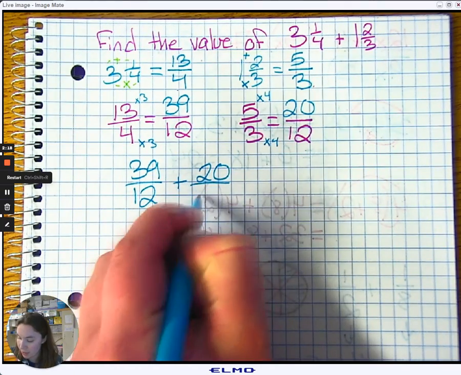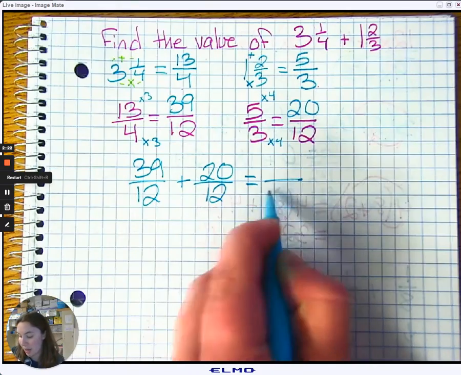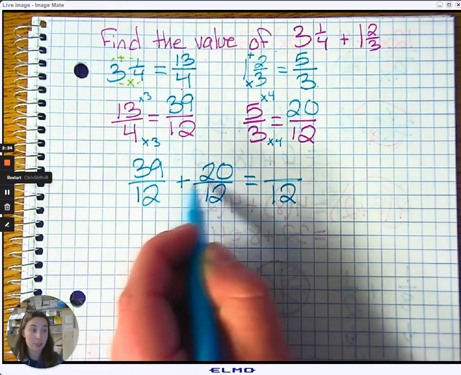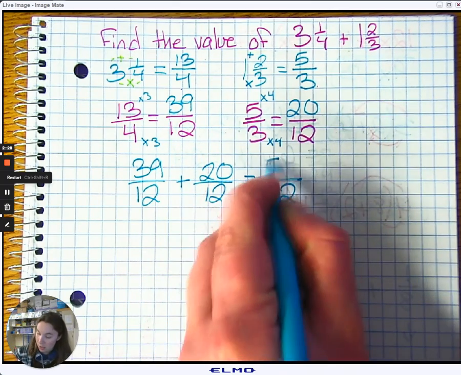And now it's just like a regular adding of fractions. I'm going to add my numerators. My denominator will stay the same. 39 plus 20 is 59.